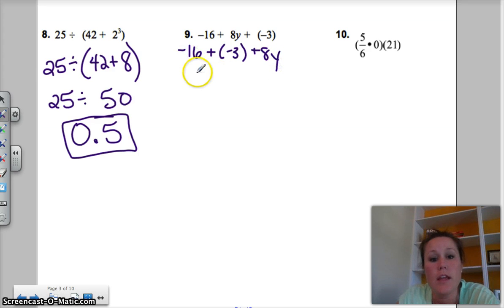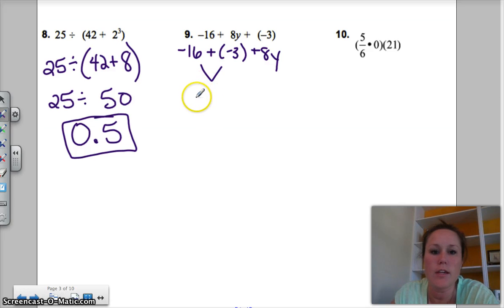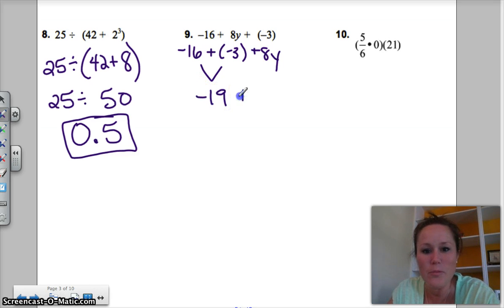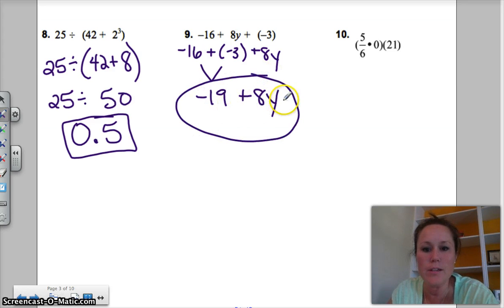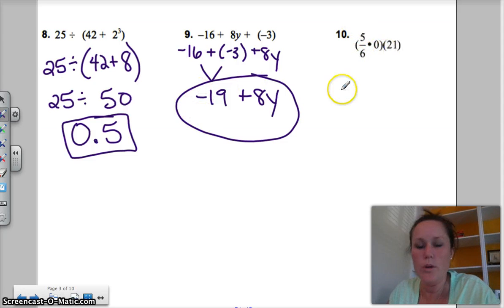All right, negative 3 plus 3. Well, negative 3 plus negative 3 is... Good grief, Richardson. Negative 16 plus negative 3 is negative 19 plus 8y. Final answer. I can't combine those because this has a variable. This one does not. Let's look here. 5, 6 times 0 times 21.